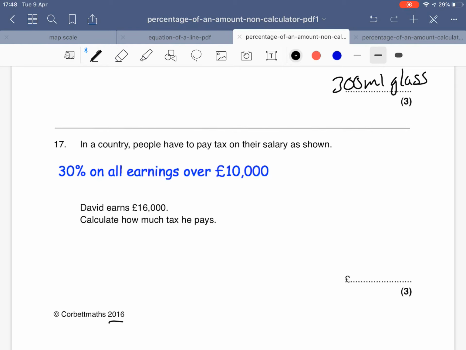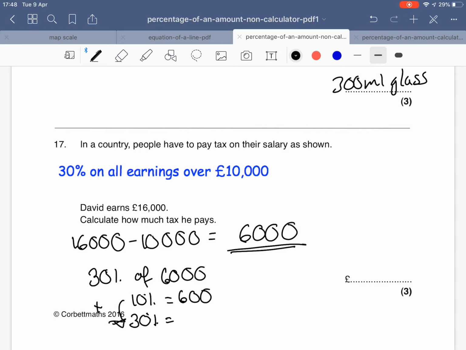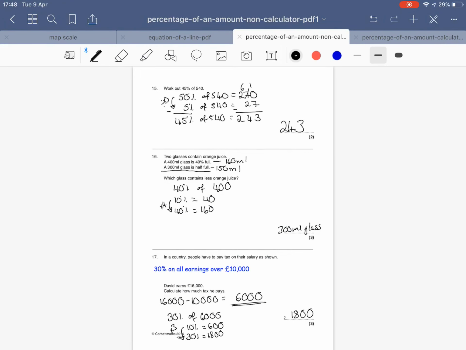So he only pays after 10,000. So he's got the 16,000. We take off the 10. So he only pays tax on £6,000 he earns. Okay. So we want 30% of the 6,000. So we know 10% is we divide it by 10. So take off a 0. And then 30%, we just times that by 3. So 6 3s are 18, adding 2 zeros. So he's going to pay £1,800.